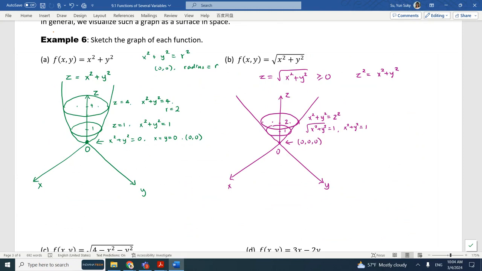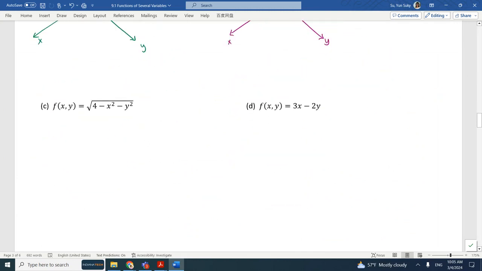And furthermore, if you let x equal to 0, then on the yz plane, you actually get z equals plus or minus square root of y squared. It's going to be plus or minus y. So you intersect the yz plane. Do you see those two lines? Yes. Okay. So this is how we draw a surface, the graph of a surface.